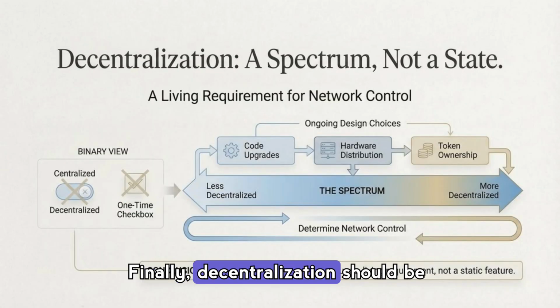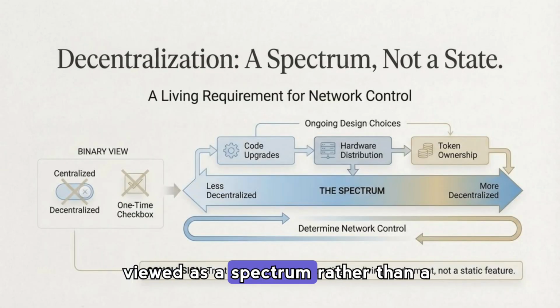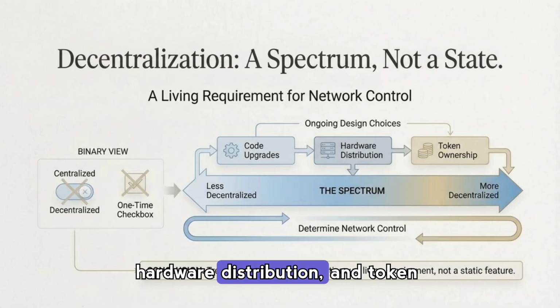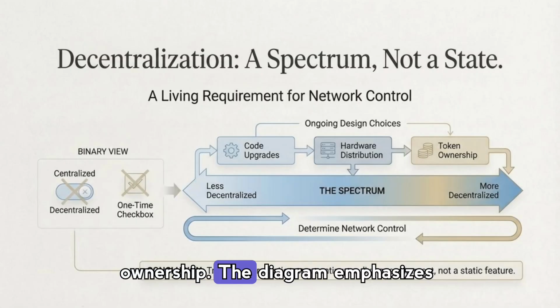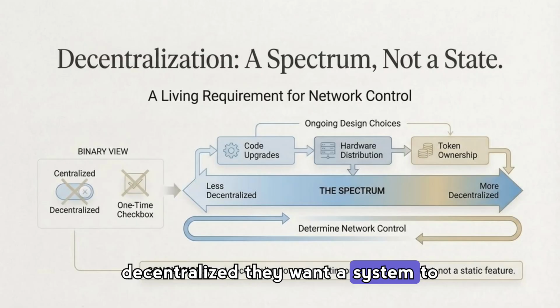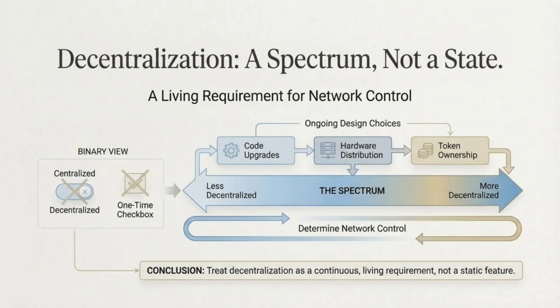Finally, decentralization should be viewed as a spectrum rather than a binary state, shaped by ongoing design choices like code upgrades, hardware distribution, and token ownership. The diagram emphasizes that network control is a living requirement. Architects must continuously decide how decentralized they want a system to be and manage trade-offs as the network evolves.